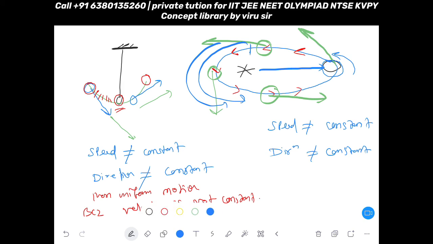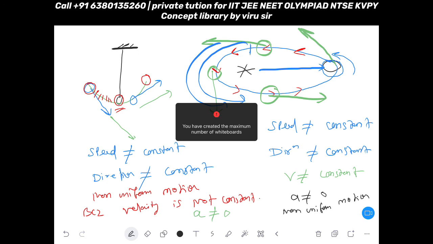So acceleration will be there for sure. Here you will have acceleration not zero. Some acceleration will be there. How to find that out, you will learn in 11th class. So in this case, velocity is not constant, and acceleration is not zero. So this is also non-uniform motion, because you will have acceleration for sure. Acceleration will not be zero.